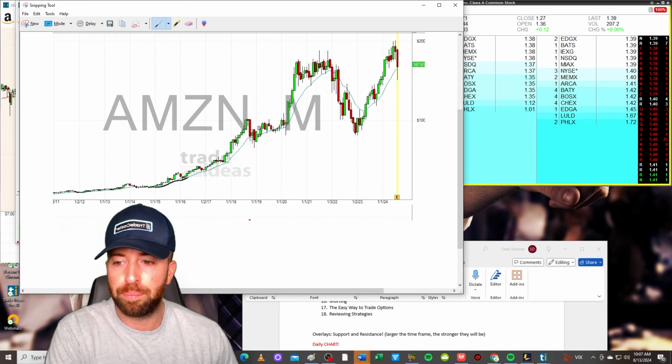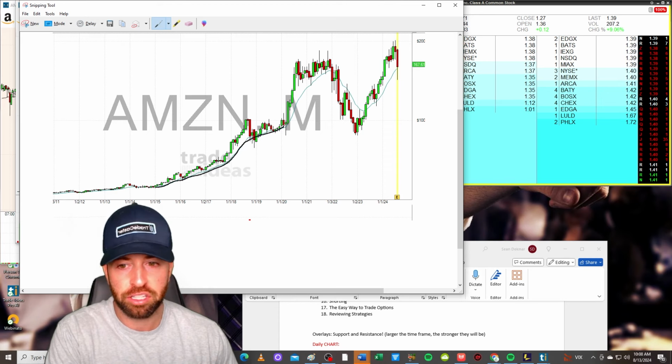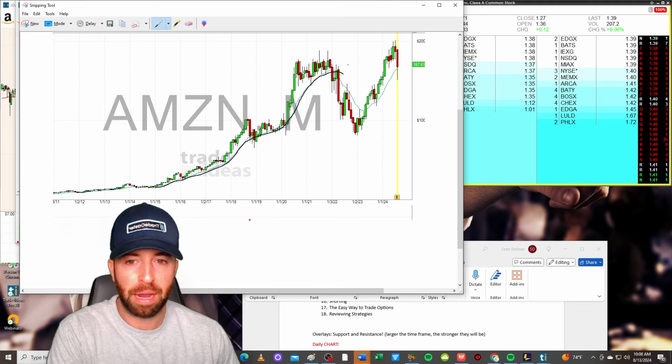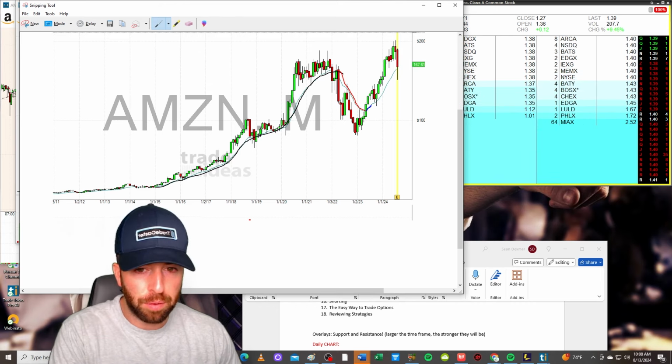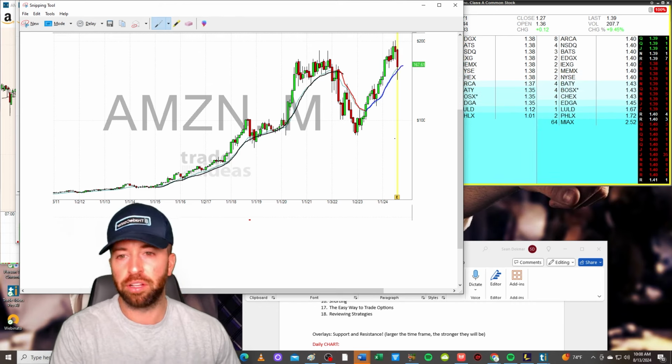Green line, we are bullish. Now we are bearish, right? Here we are bearish, don't want to be in. But now guess what? Back to the bullish side. Now we're bullish.